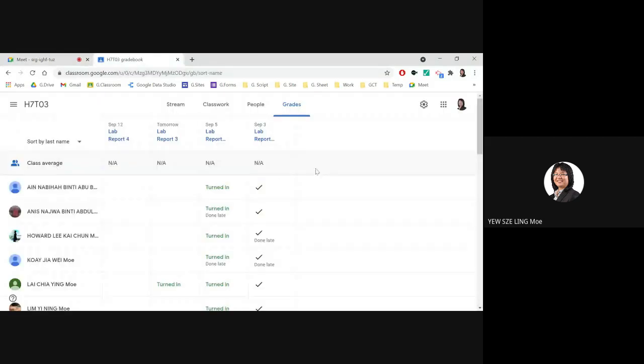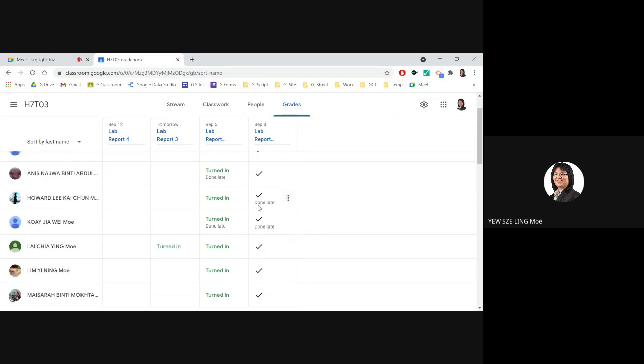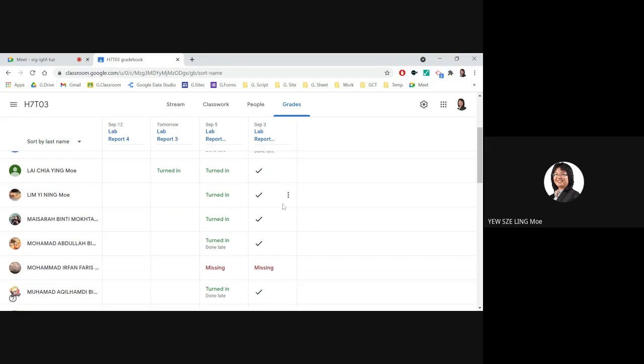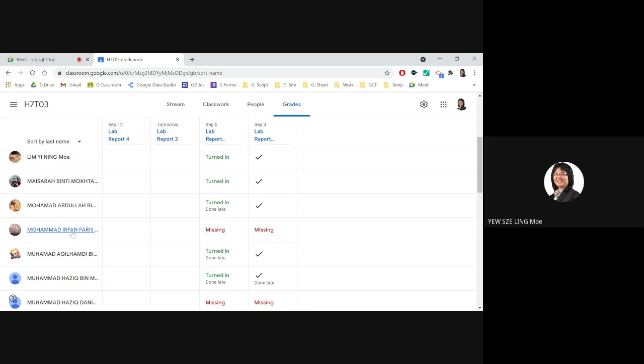Okay, tengok. So for the lab report, a tick means I've already marked and returned it. Yang pertama, Anis, your second lab report is late. Okay, and then Howard, your first lab report is incomplete, yeah? So for those incomplete, I will put a comment in the comment section. Okay, ada lagi, done late. Some of you submit on time, every time, which is very good. So Irfan, tak pernah submit kerja saya, never submitted.